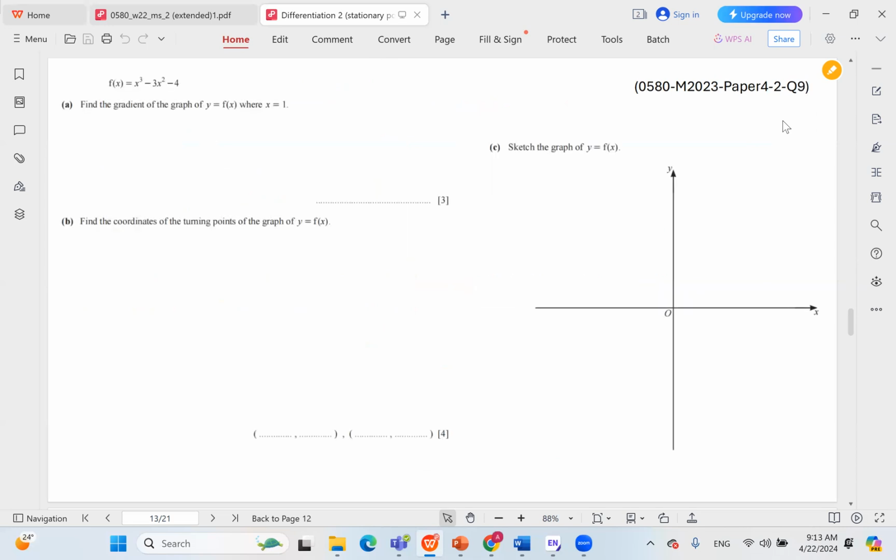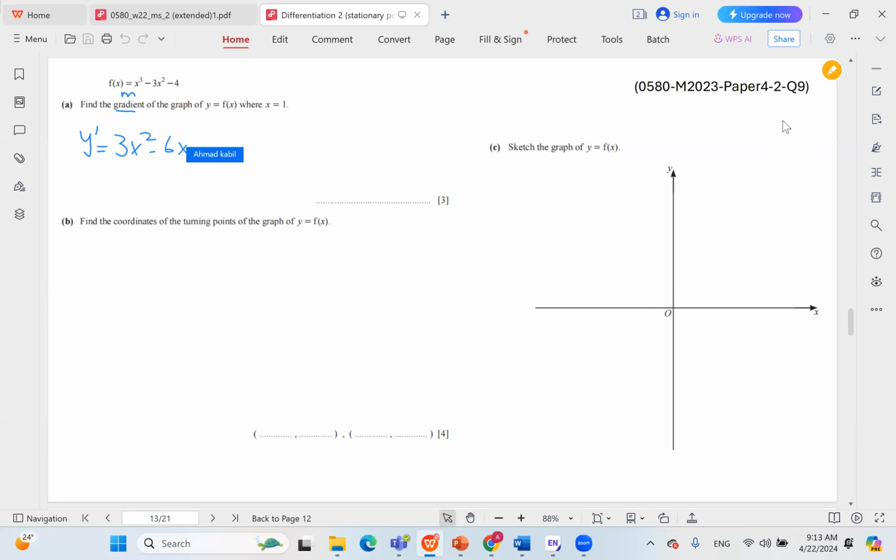F of x equals x power 3 minus 3x squared minus 4. Find the gradient of the graph of y equals f of x, where x equals 1. So this is similar to what we did in the previous video, where we said that gradient, m, can be obtained from y dash. So y dash here equals 3x squared minus 6x.